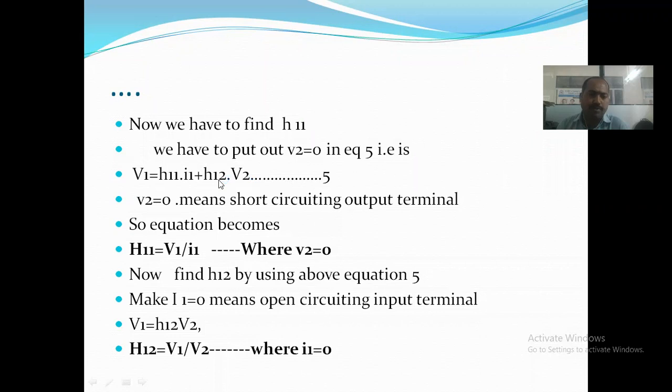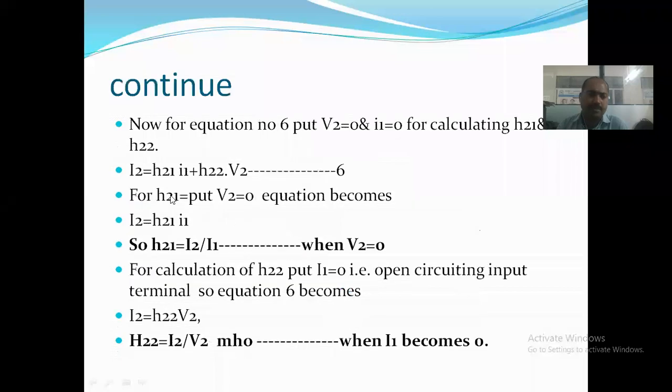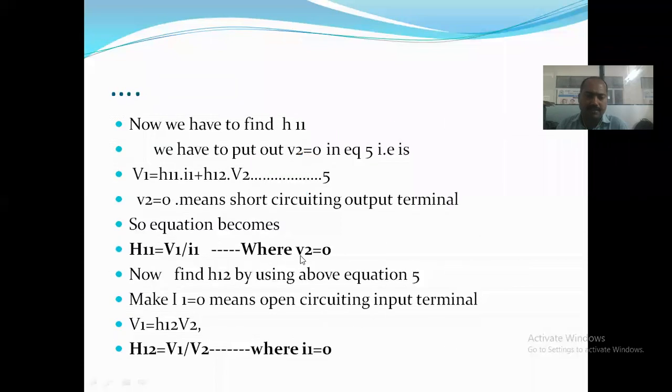So H12 is equal to V1 upon V2, right? The multiply आहे ते पलीकडे जाऊन divide होईल, right? So H12 equal to V1 upon V2, कारण हे तर 0 झाले, right? V1 upon V2, right? H12 equal to V1 upon V2. This happens when we make I1 as 0. Okay. See, for the equation number 6 indicate that this equation, right?